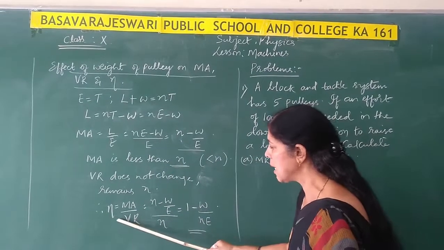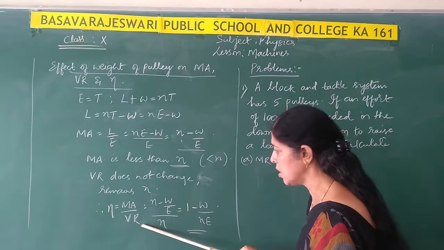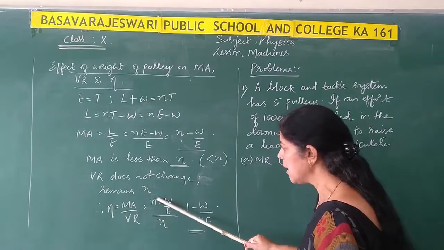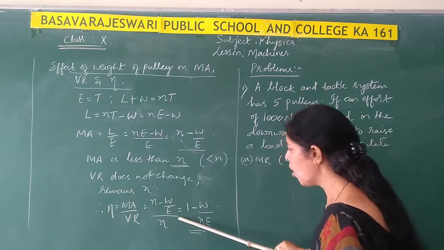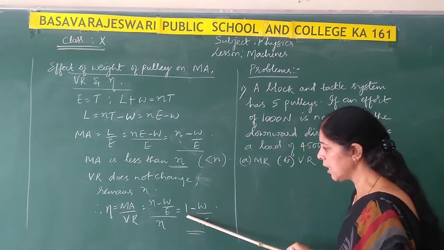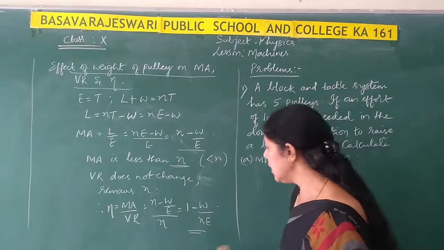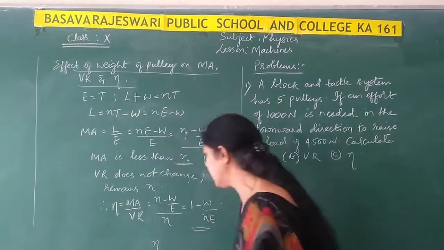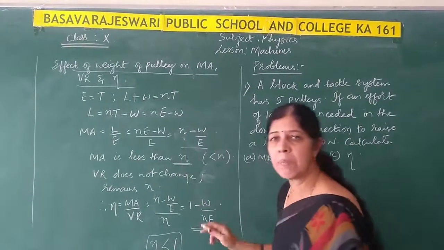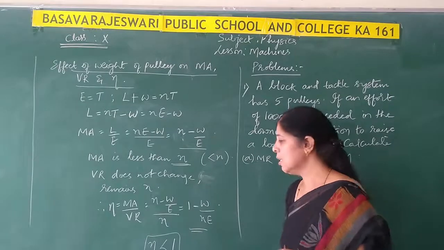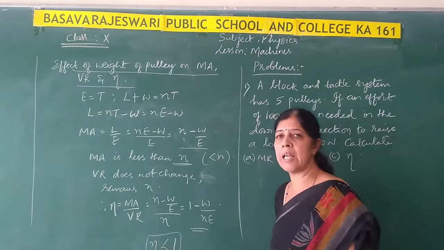So what is happening to efficiency? See here. Efficiency is equal to mechanical advantage divided by velocity ratio, that is equal to (N - W/E), right, divided by N. So how much is it coming? If you simplify, you will get 1 - W/NE. What does it mean? Here, efficiency is not 1, it is less than 1, right? 1 minus something means what? It is less than 1. So efficiency will be decreased. It will be less than 1.